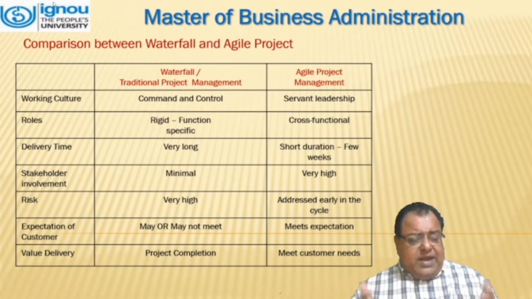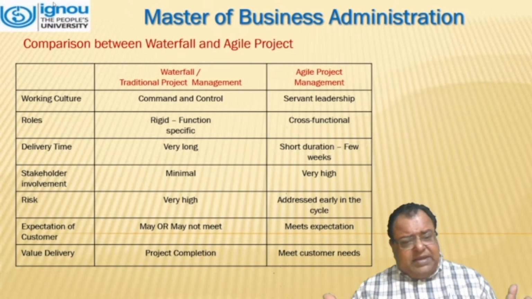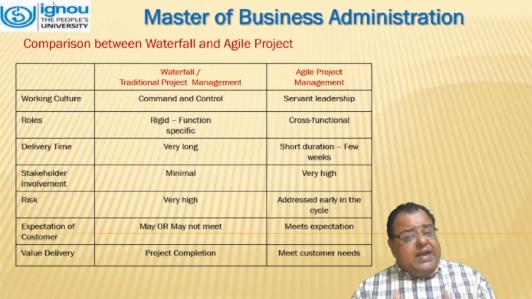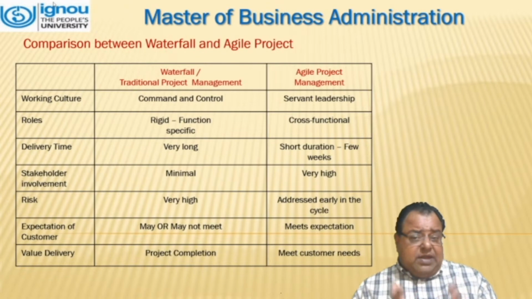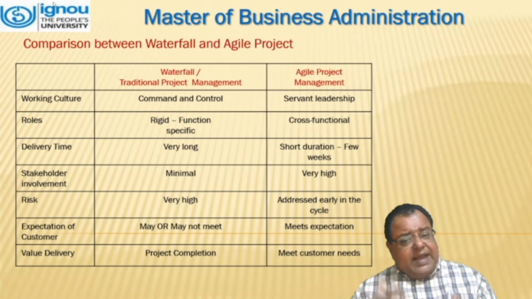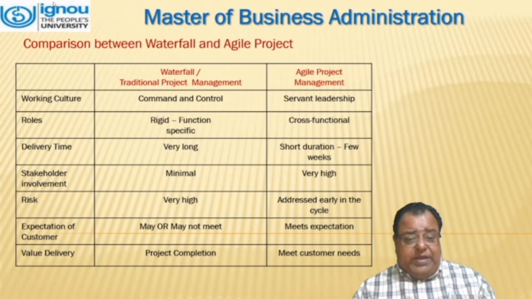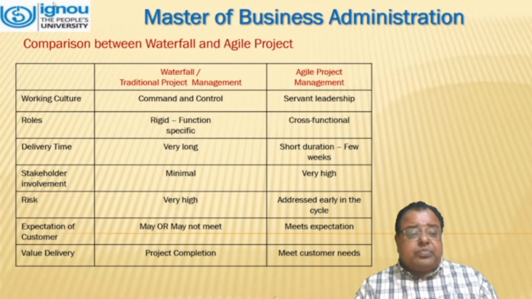In waterfall or traditional project management, the working culture is command and control, whereas in agile project management, it is servant leadership. Roles are rigid, and in agile it is cross-functional because we are having iterations on a regular basis. Delivery time is very long, and in agile it is short duration, maybe a few weeks. Stakeholder involvement is minimum, and in agile it's very high because we are interacting.